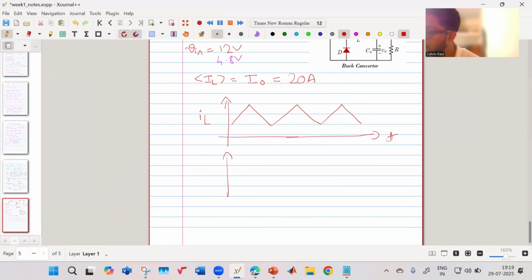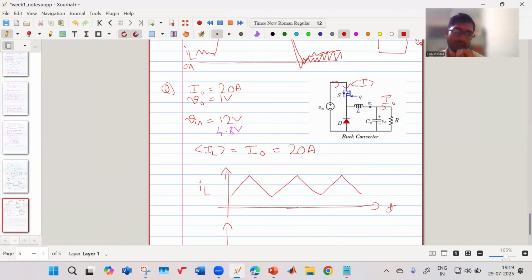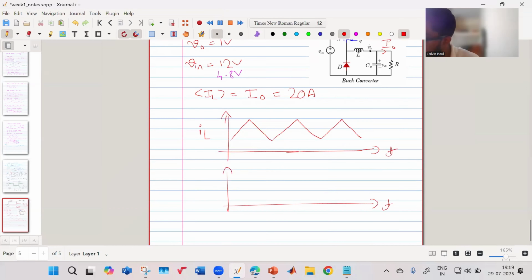Now, this current over here is actually your input current. So your input current is equal to your inductor current when the switch is on, and it is zero when the switch is off. So that is actually given like this, like this, like this, and like this.